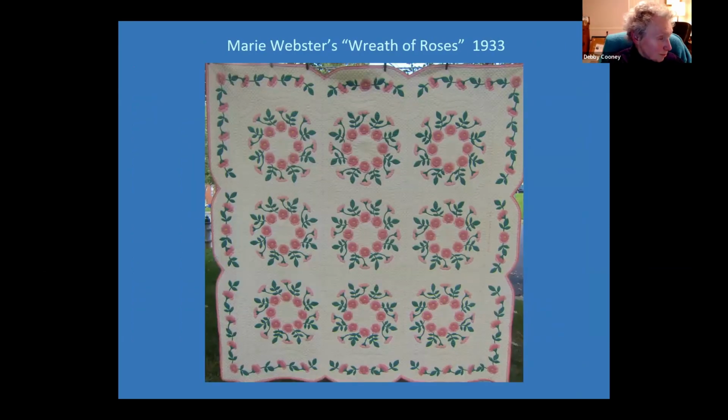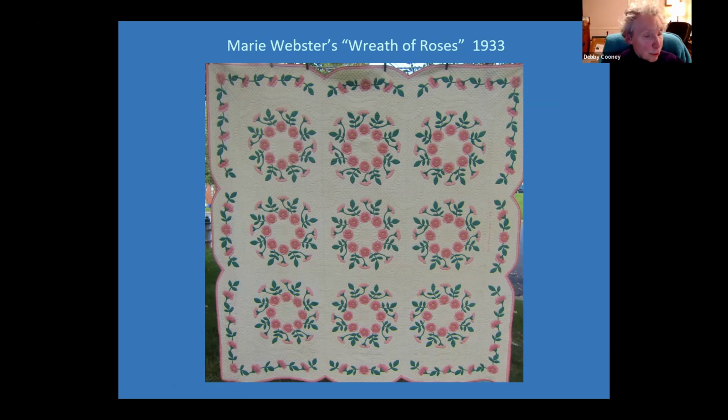And this last one is a Marie Webster Wreath of Roses. And it's signed here, right along here. It took me years to track down the name embroidered there because on this thing, which is really well done, I did notice that whoever this woman was, she did a really good job on this thing.